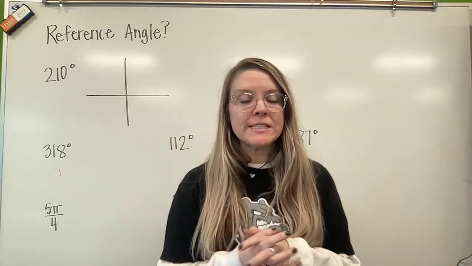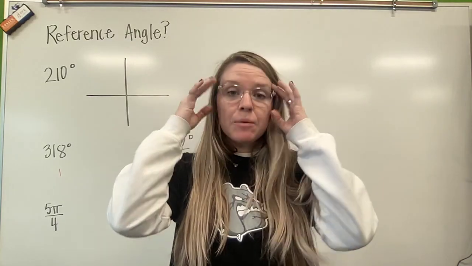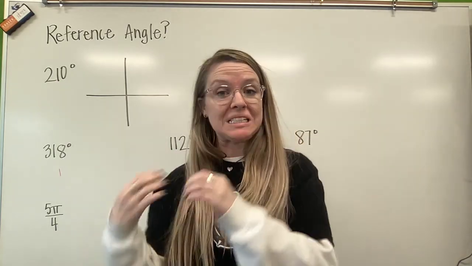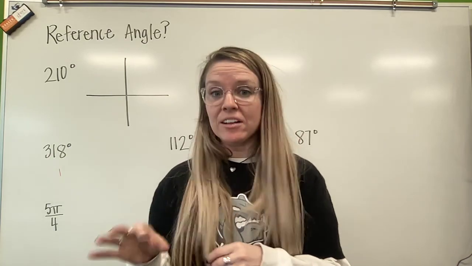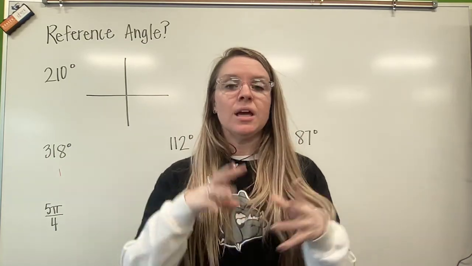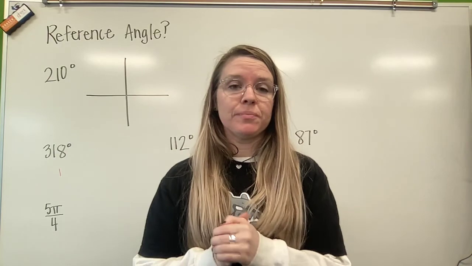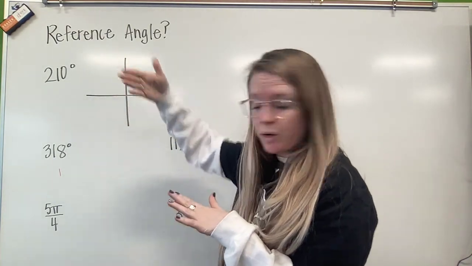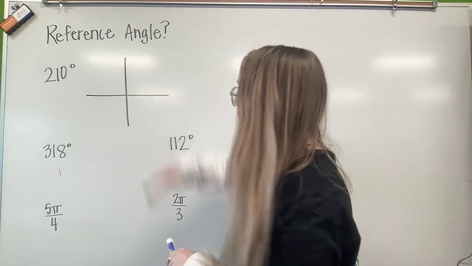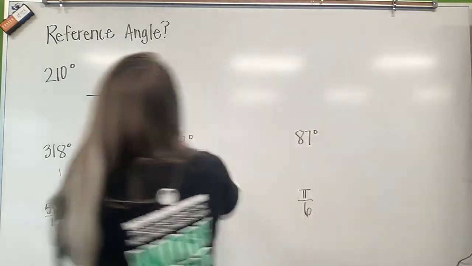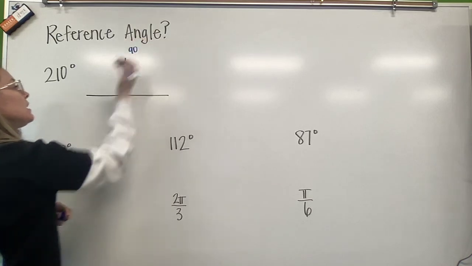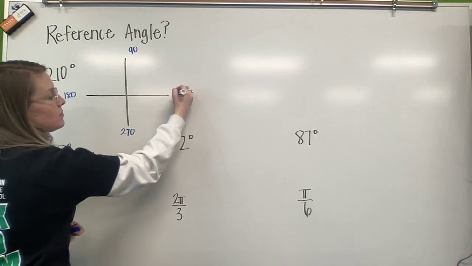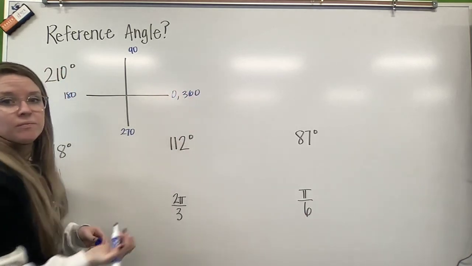We've mentioned reference angles before, but today we're going to look at them a little bit differently. Instead of just saying our reference angle's position, we're actually going to find the value of that reference angle and kind of why we need them, okay? So on our coordinate plane here, when we rotate 210 degrees, we're going to start at our initial side, and if we remember, this is 90, 180, and then this is 270 and back to 360.